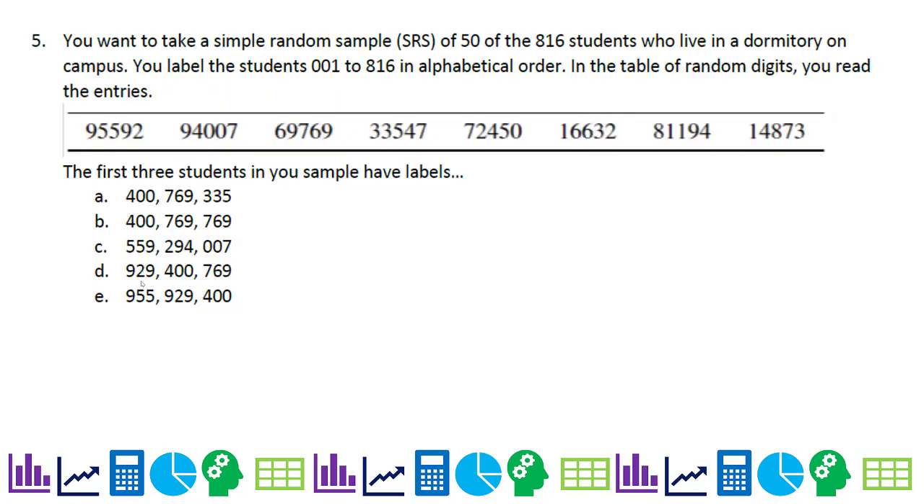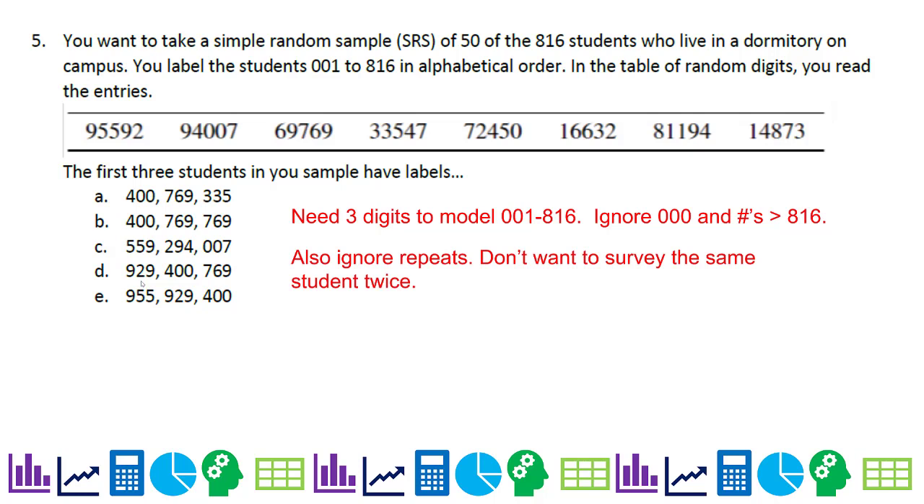Number 5, you want to take a simple random sample, an SRS, of 50 of the 816 students who live in a dormitory on campus. You label the students 001 to 816 in alphabetical order. In the table of random digits, you read the entries. The first 3 students in your sample have labels of, you need 3 digits to model 001 to 816. Since we're starting at 001, we should say we're going to ignore 000 and numbers greater than 816. We also want to ignore repeats because we don't want to survey the same student twice.